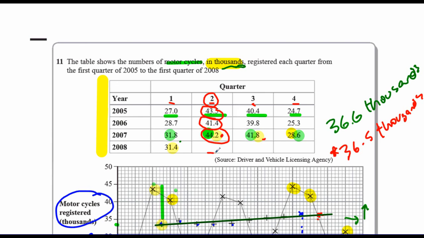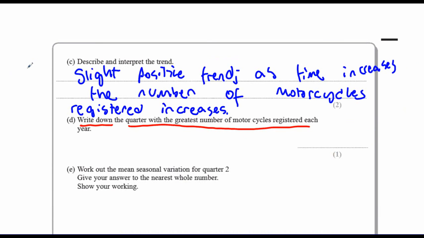Now I know there's no answer here, that's because we've not got the data yet for that one. Okay? So maybe that time hasn't happened yet. The answer is quarter 2. Work out the mean seasonal variation for quarter 2. Give your answer to the nearest whole number.